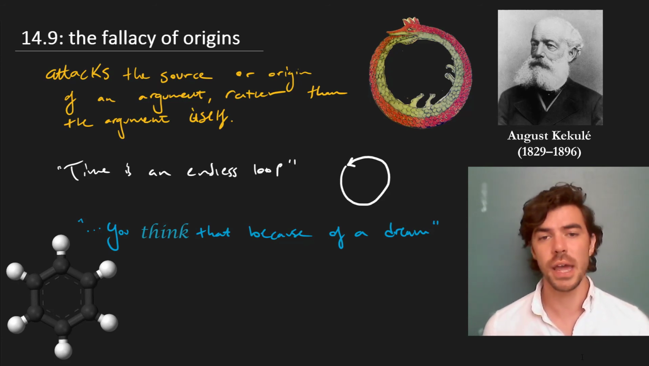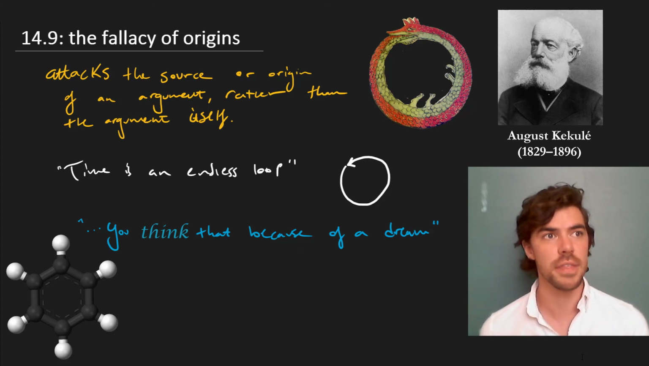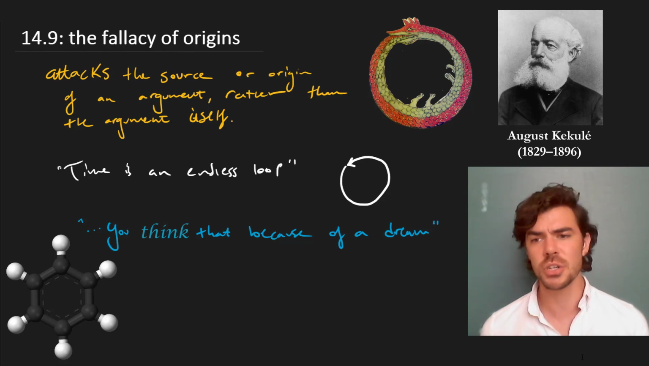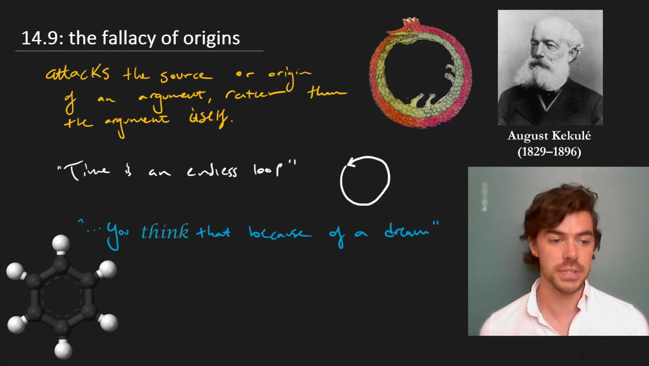In general, though, anytime we see an attack on the background of an idea rather than on the idea itself assessed on its own merits, we should be suspicious that something like a fallacy of origins is going on. And like so many fallacies, once you develop a sense for it, you'll see it everywhere.